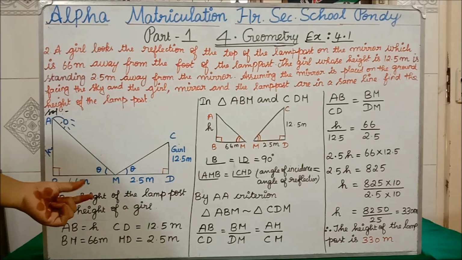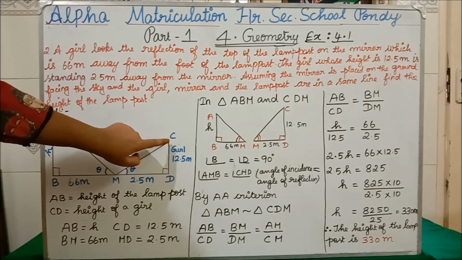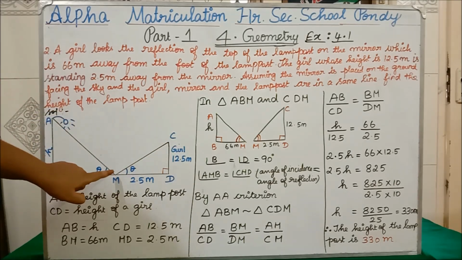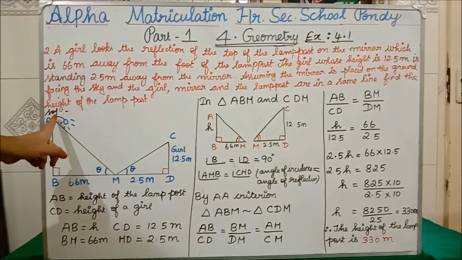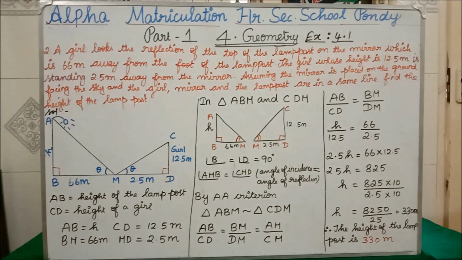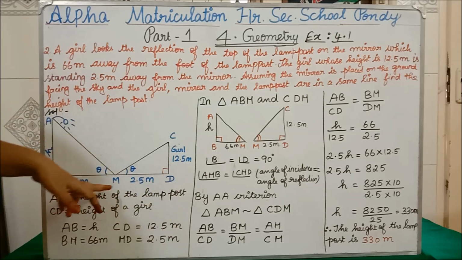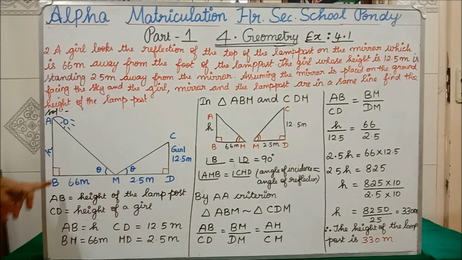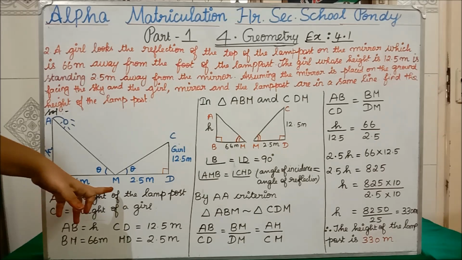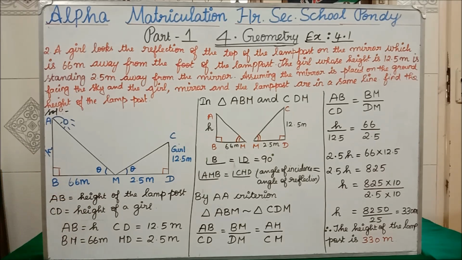The girl's height will be here. She is seeing the mirror, and by that time she is able to see the lamp post in that mirror. The mirror is facing the sky. The girl's height and the distance between the girl and the mirror are given in the question. Similarly, the distance between the lamp post and the mirror is given. But what they are asking us to find is the height of the lamp post. This is the lamp I have drawn here.